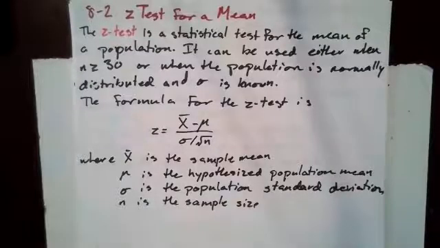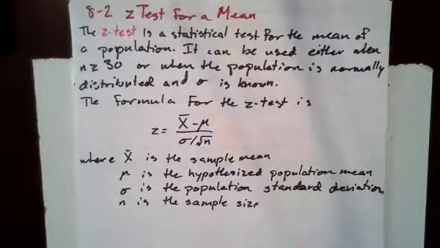In this video, we will discuss the z-test for a mean. The z-test is a statistical test for the mean of a population. It can be used either when n is greater than or equal to 30, or when the population is normally distributed and sigma is known. That's the standard deviation of the population.